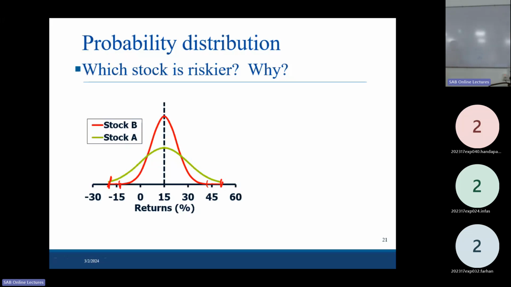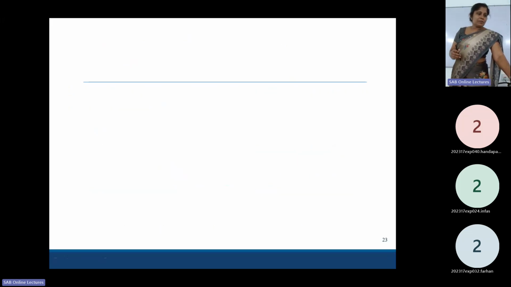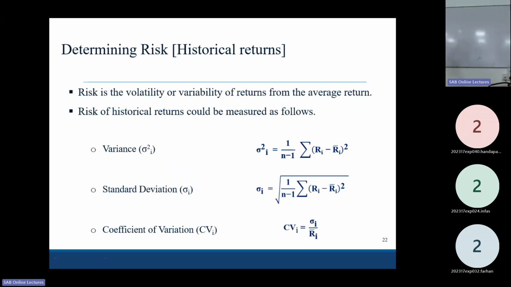Actually, we take the statistical tool to identify the risk of the stock. So that is what we are going to do here. Right. So simply, the risk of historical return: if you have calculated average return based on the past 10, 15, 20 years, you can calculate the risk, or the volatility, the variability of the return from the average.